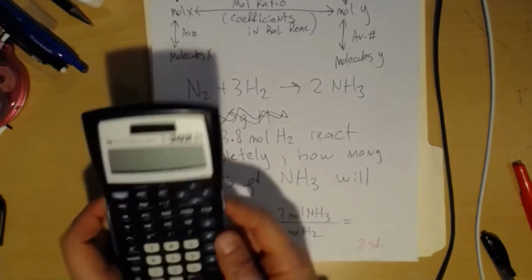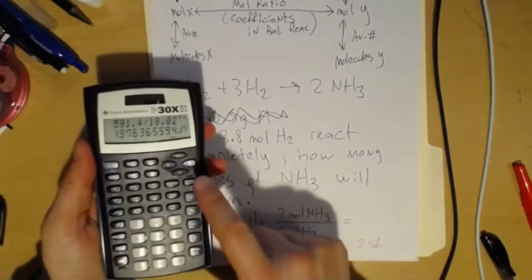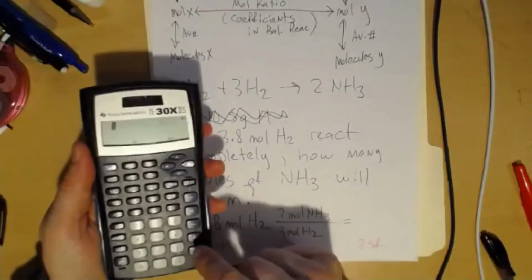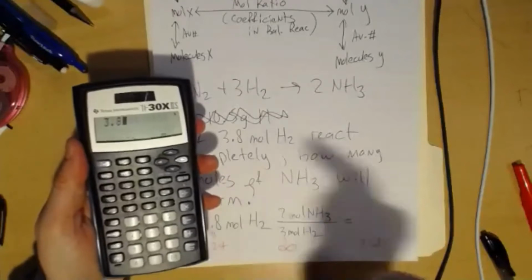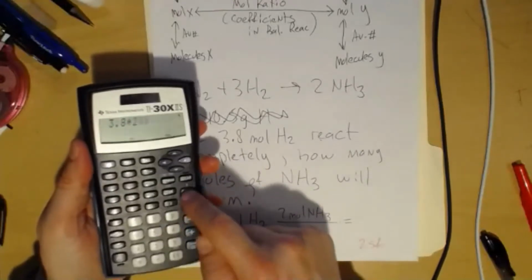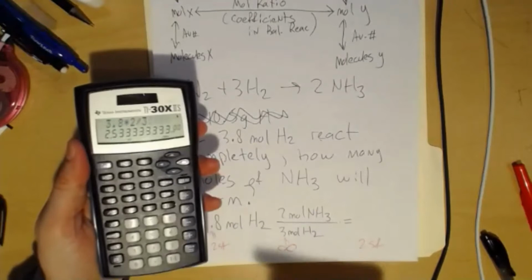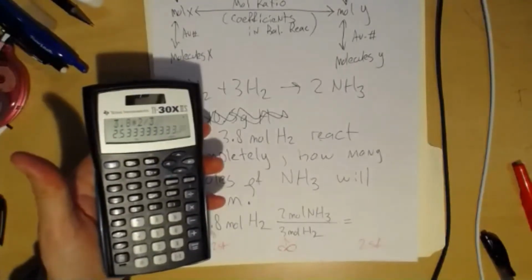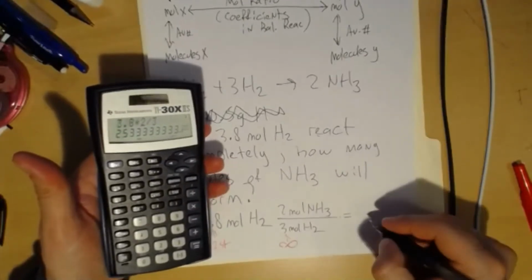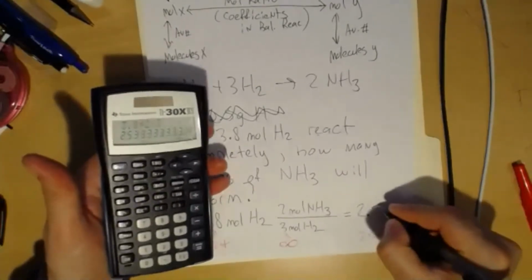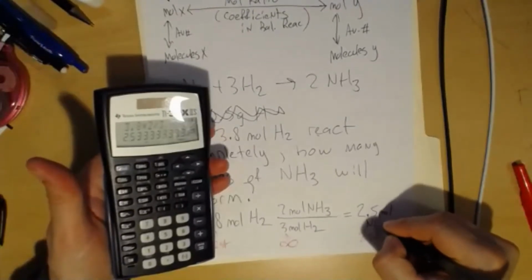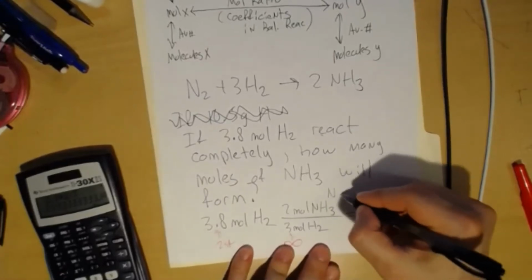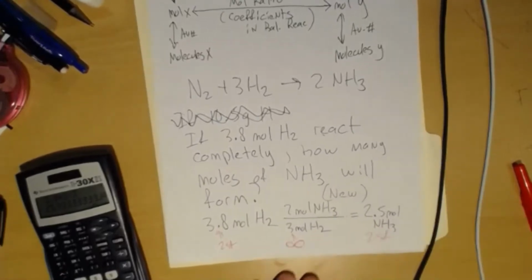Okay, so I'm going to get in my calculator. Clear, and 3.8 times 2 divided by 3. That's pretty straightforward, huh? And then, okay, 2.53333, but to 2 sig figs would just be 2.5 moles of NH3.